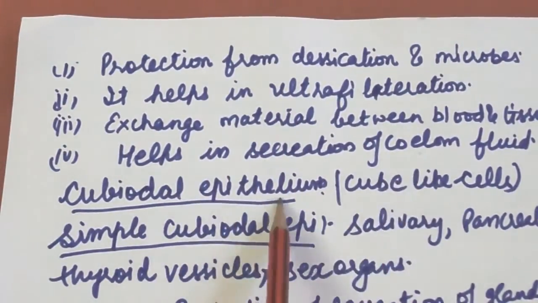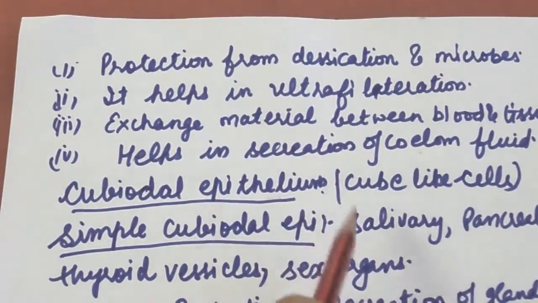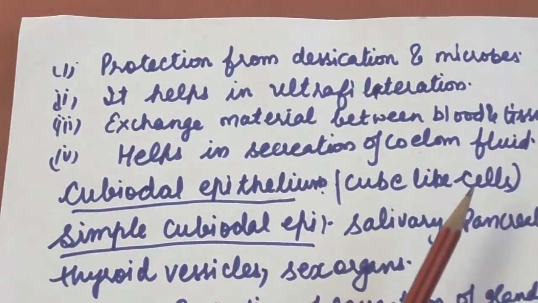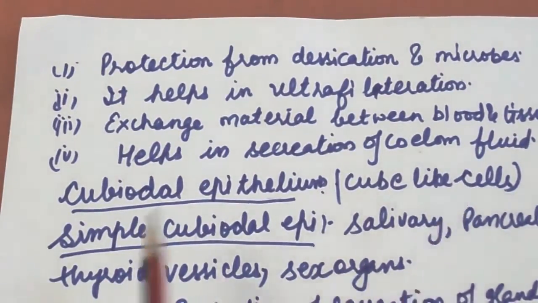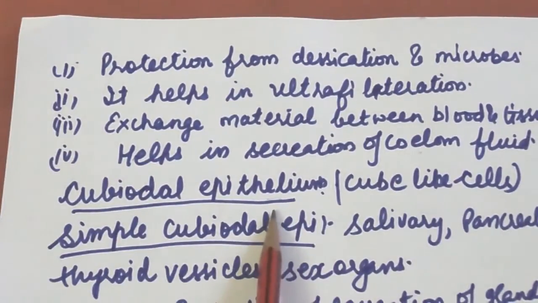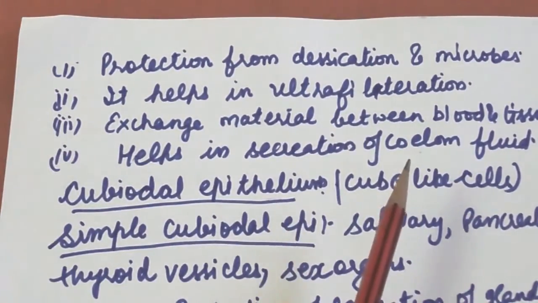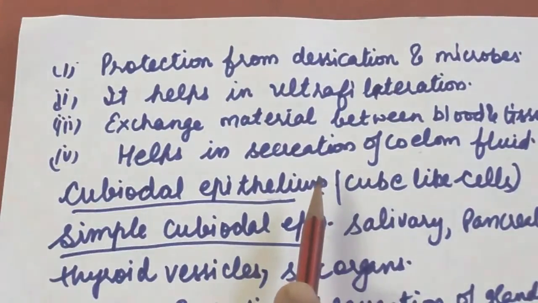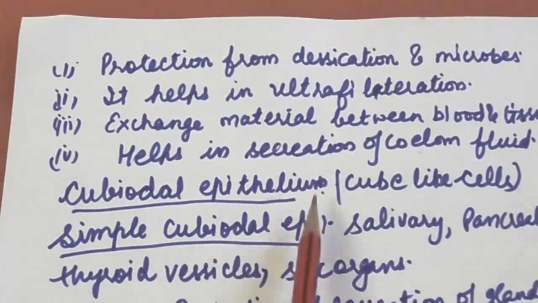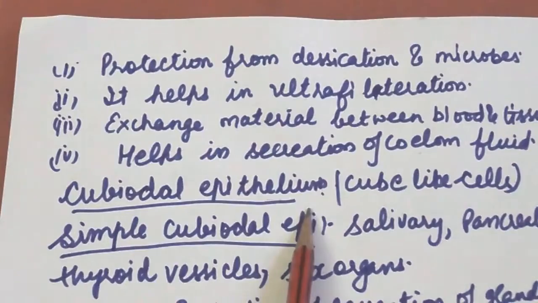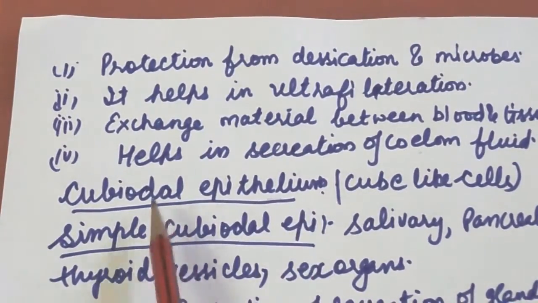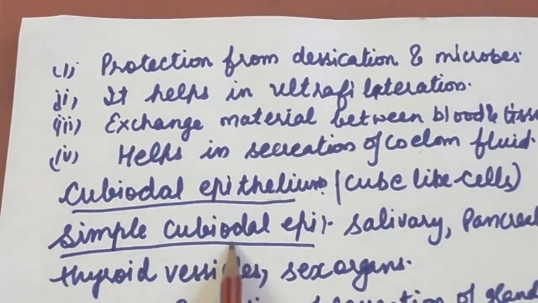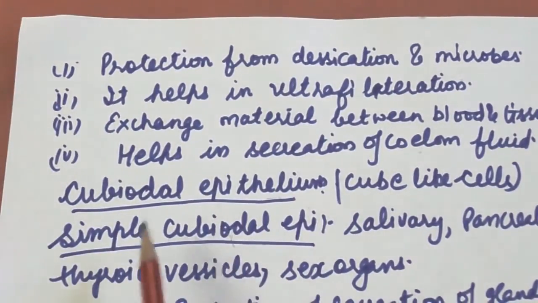Next is cuboidal epithelium. Cuboidal epithelium, students, consists of cube-like cells which are equal in height and width. They are compactly arranged and appear as square in vertical section and polygonal in surface view. Nucleus is round and centrally located. And there are two types of cuboidal epithelium. One is simple cuboidal epithelium. Second is columnar cuboidal epithelium.